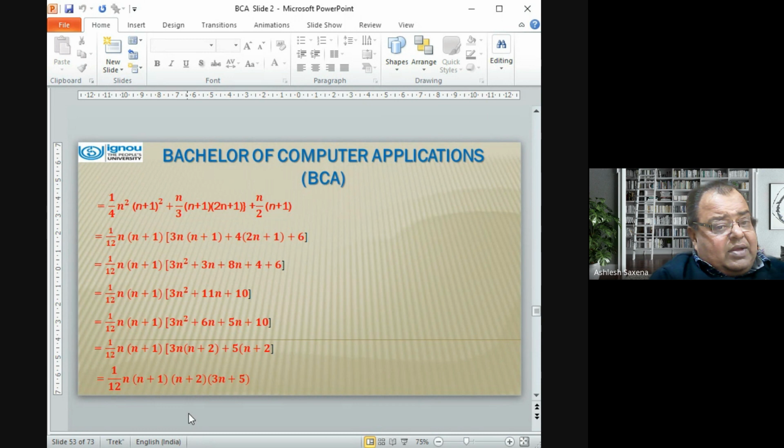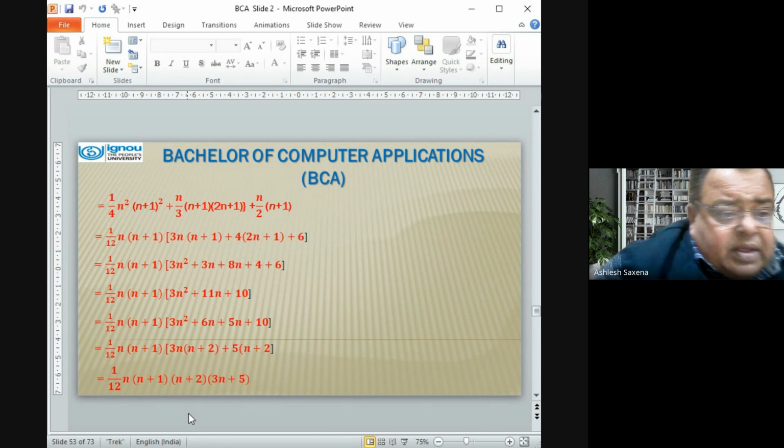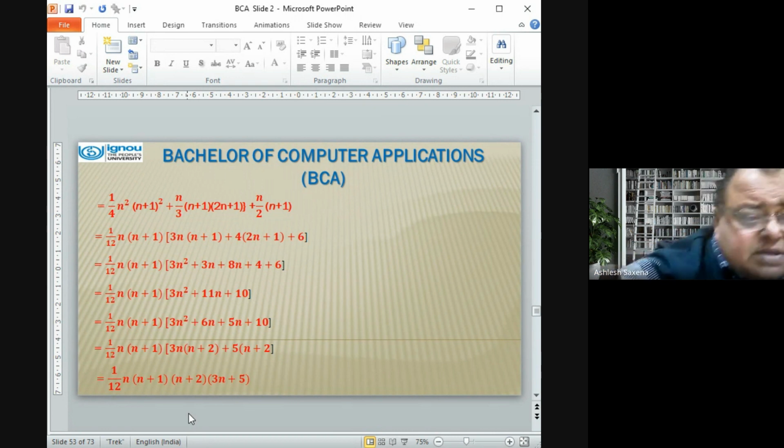Now the expression will be split in the form of 3n squared plus 6n plus 5n plus 10. Take 3n common, you will be left with n plus 2, and take 5 common, n plus 2. That will be n into n plus 1 by 12 into n plus 2 into 3n plus 5.